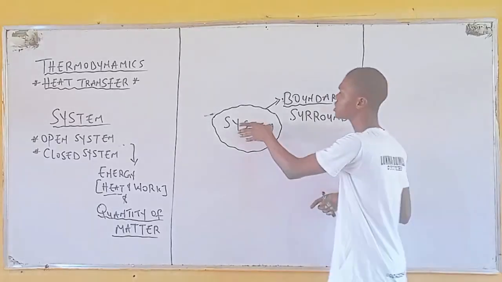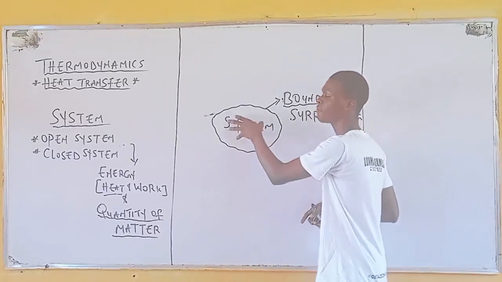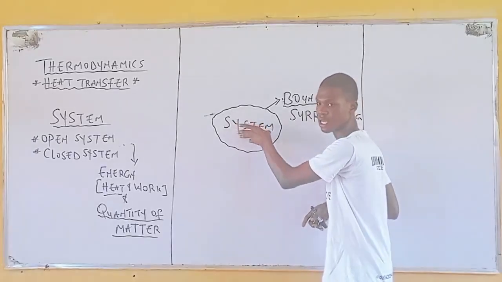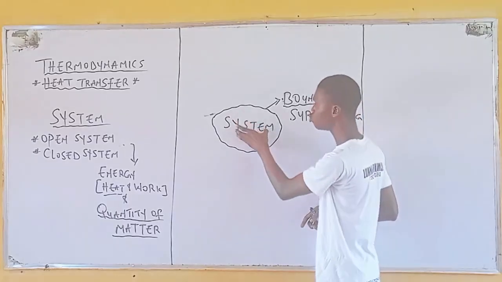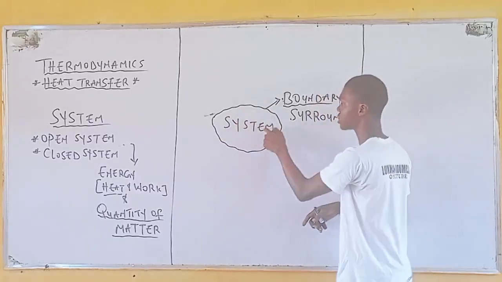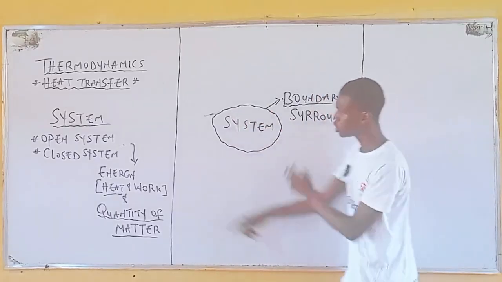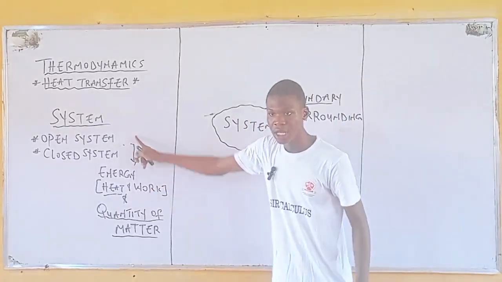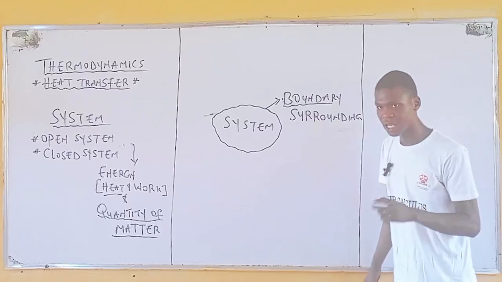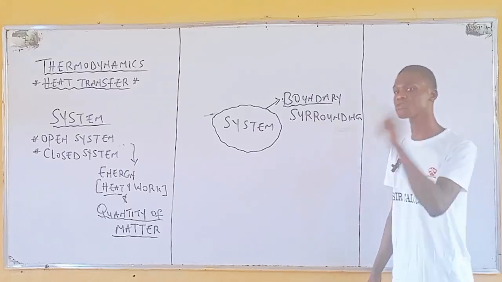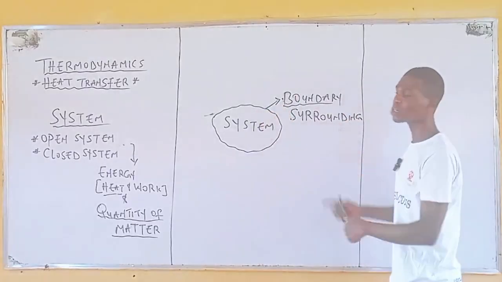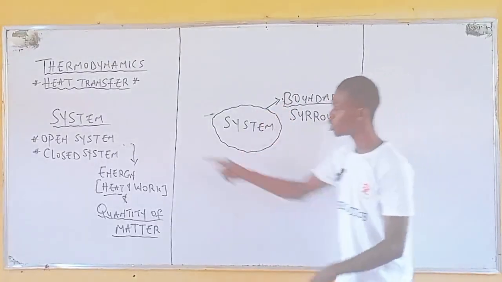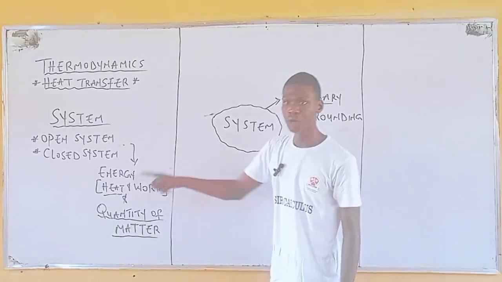Meaning that if this is your system, we have energy inside the system and we also have quantity of matter inside the system. If these two can cross the boundary of this system to the surroundings, it becomes an open system, right? But if energy in form of heat and work cannot cross the boundary of the system to the surroundings, but quantity of matter can cross, it becomes a closed system, right?